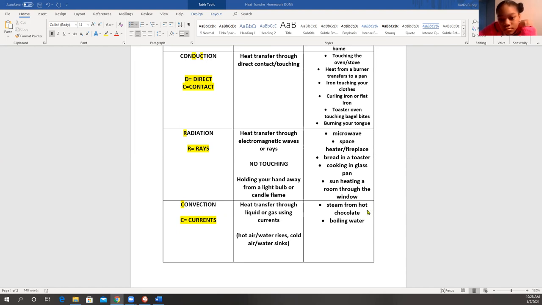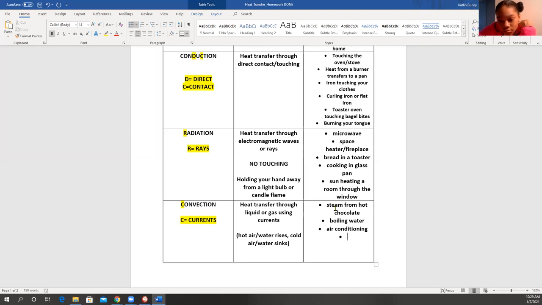Emerson? A fan, because it's circulating, a heating fan. So I'm going to say air conditioning on that one. And the reason I'm going to say that is because it's blowing out cold air that sinks to the bottom, and then the warm air goes to the top, and then it starts circulating, right?